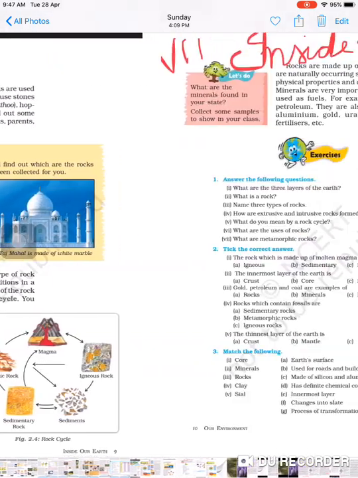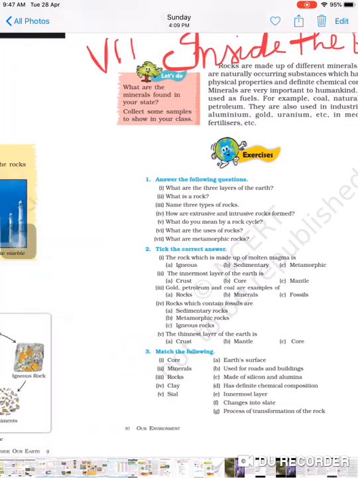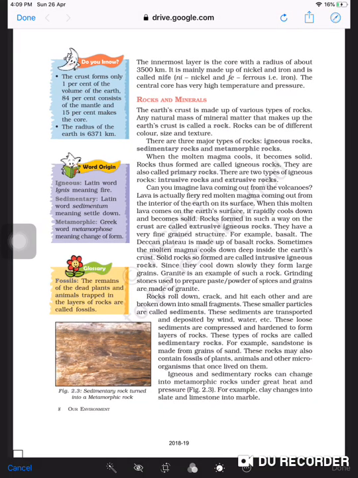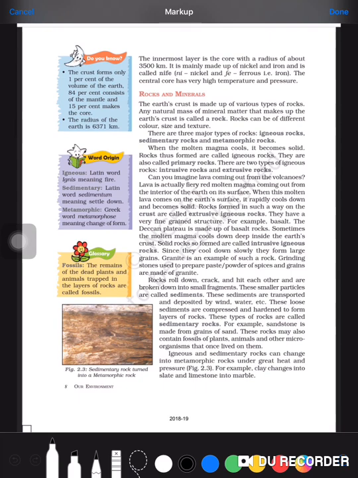The next one is, what is a rock? So the definition of a rock. Any natural mass of mineral matter that makes up the earth's crust is called a rock. So it's the first point. Second, rocks can be of different color, size and texture. And three major types of rocks are igneous rocks, sedimentary rocks and metamorphic rocks.